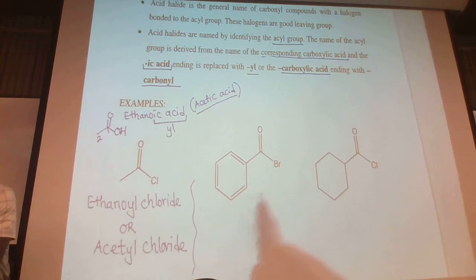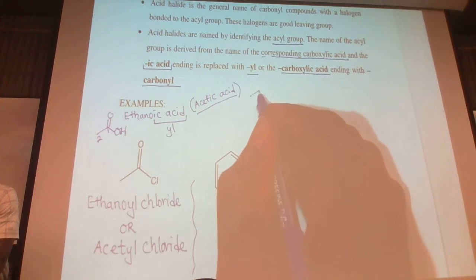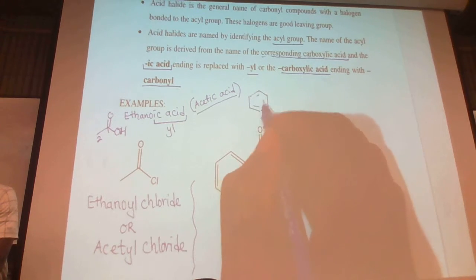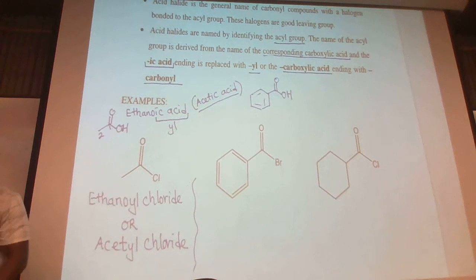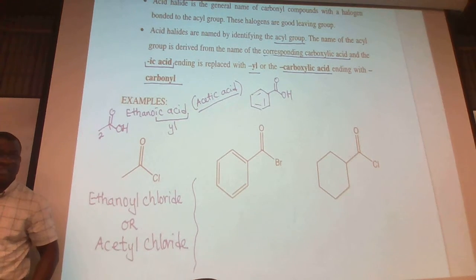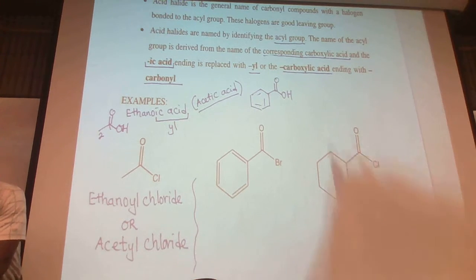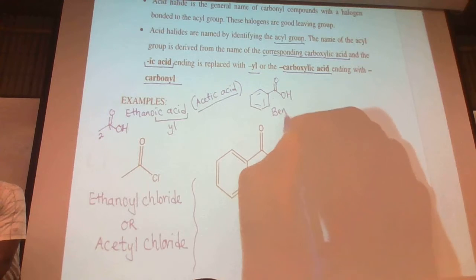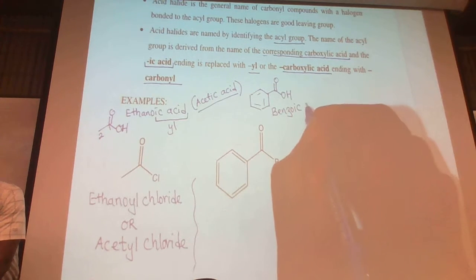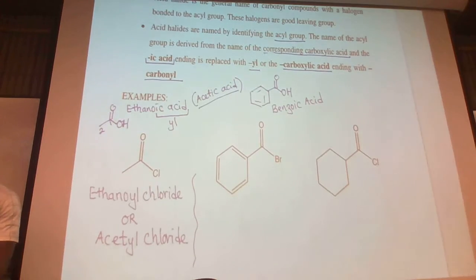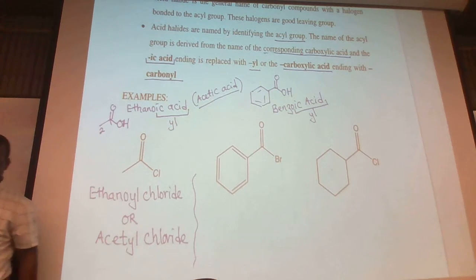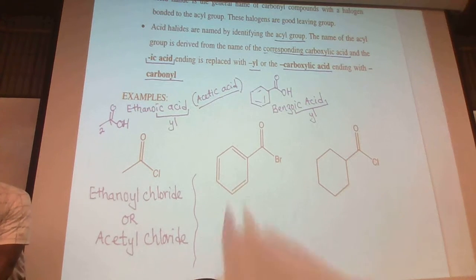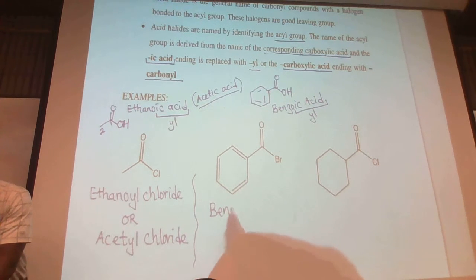Now, the second structure here came from this carboxylic acid. Okay? And what is that? That's benzoic acid, right? So it's benzoic acid. Alright? The rule says you're going to change the ic acid to -yl. Okay? So that would be what? Benzoyl bromide.